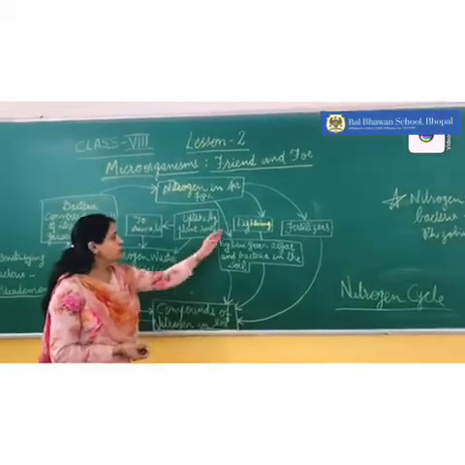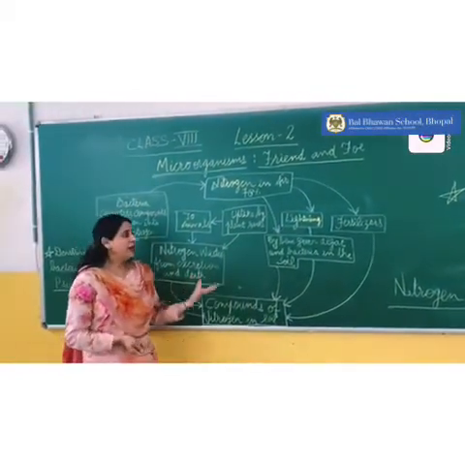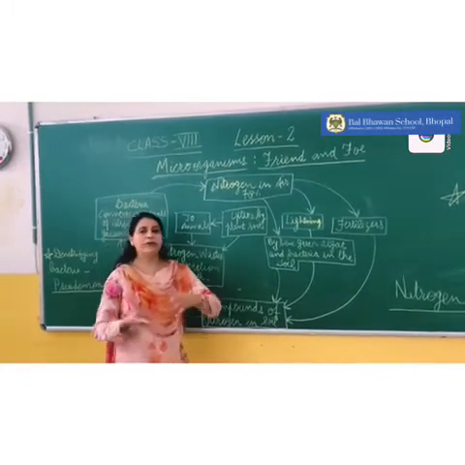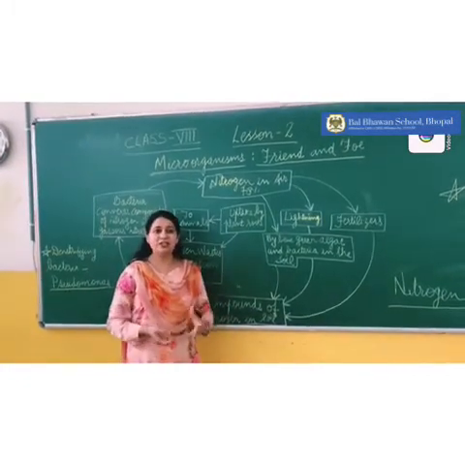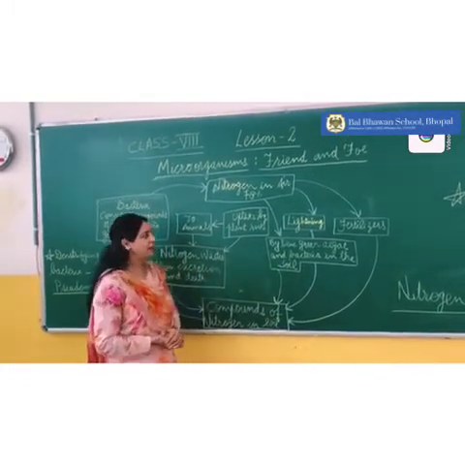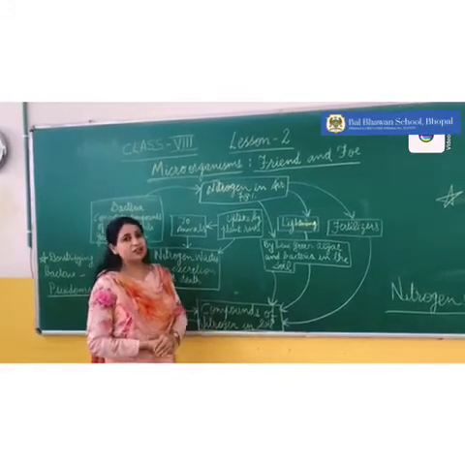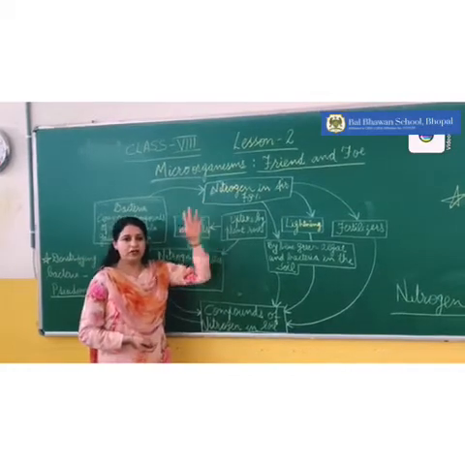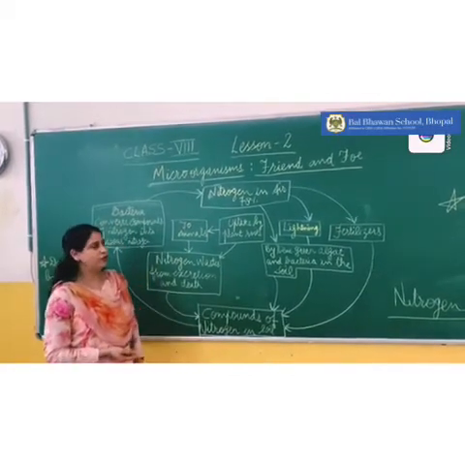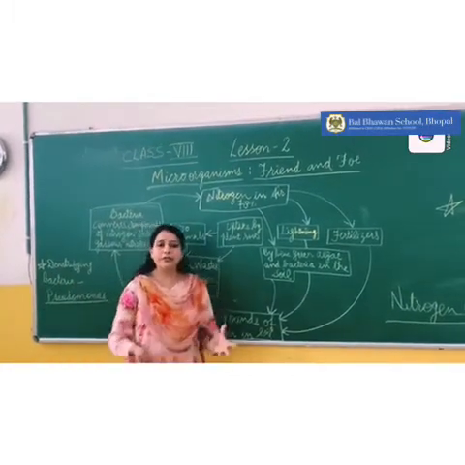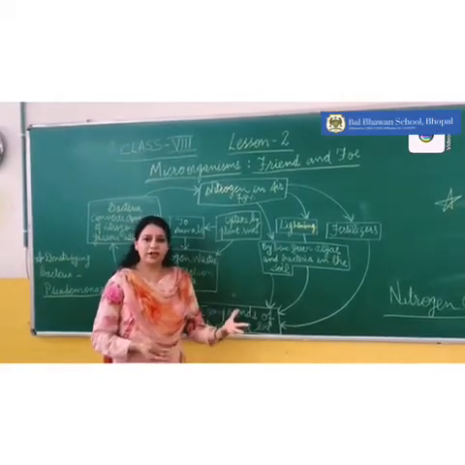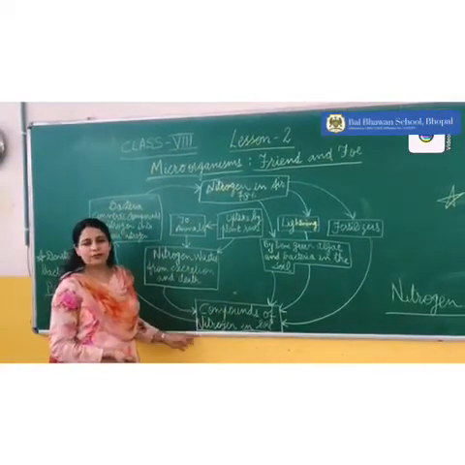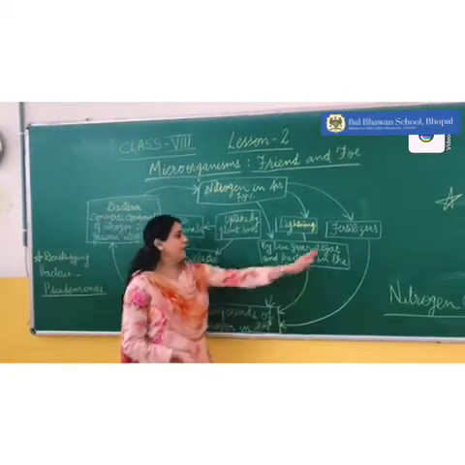Now come to lightning. At the time of thunder and lightning also, due to the extreme heat energy that is released, some of this energy is able to break down the elemental nitrogen into compounds of nitrogen. So that is how during lightning, the atmospheric nitrogen gets fixed into the soil in the form of compounds of nitrogen.